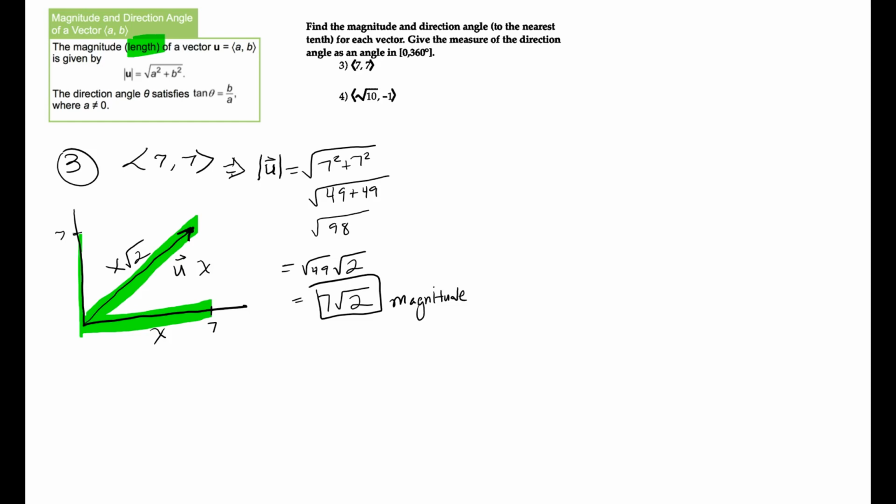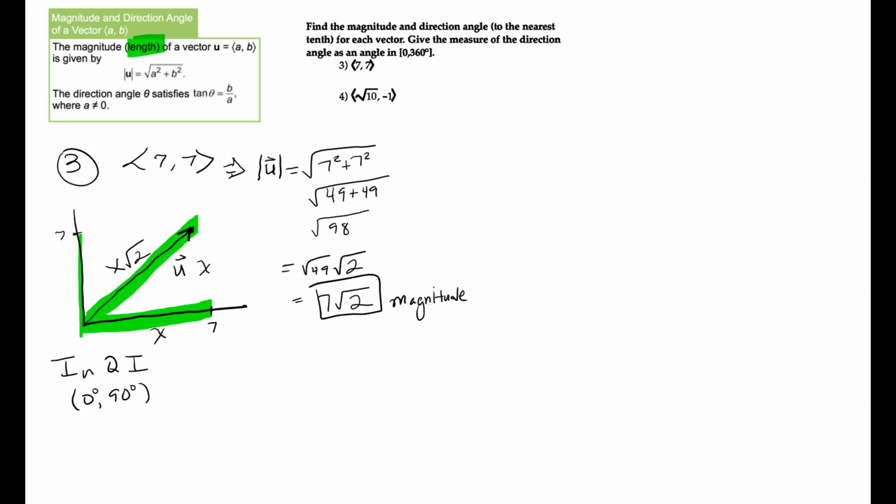Now let's think about what quadrant this 7, 7 is in. Well, it's in quadrant 1, so Q1. So we know that the angle formed by this vector is somewhere between 0 and 90. So I'm going to write that in, 0 to 90 degrees.